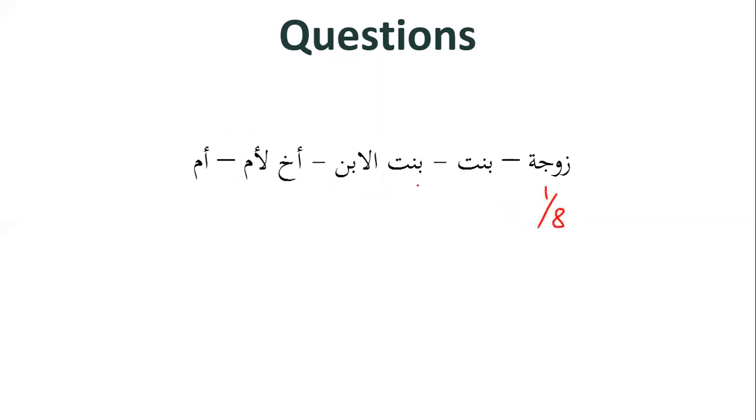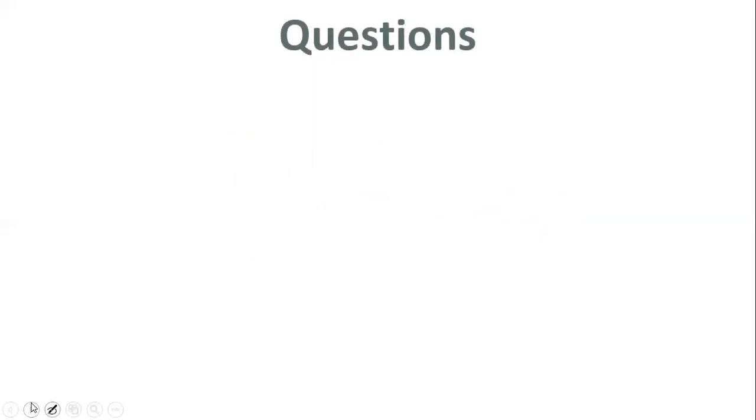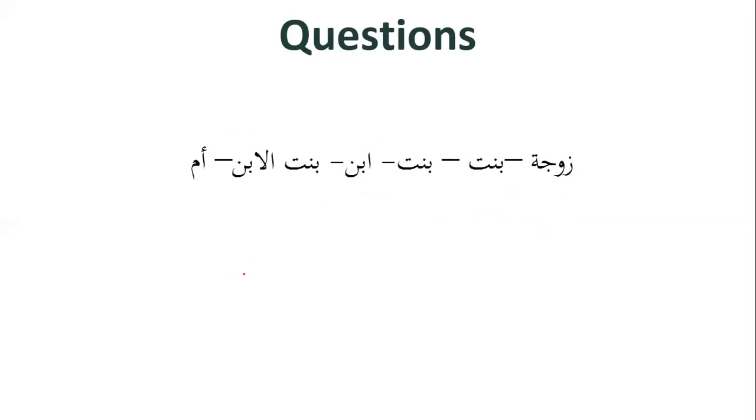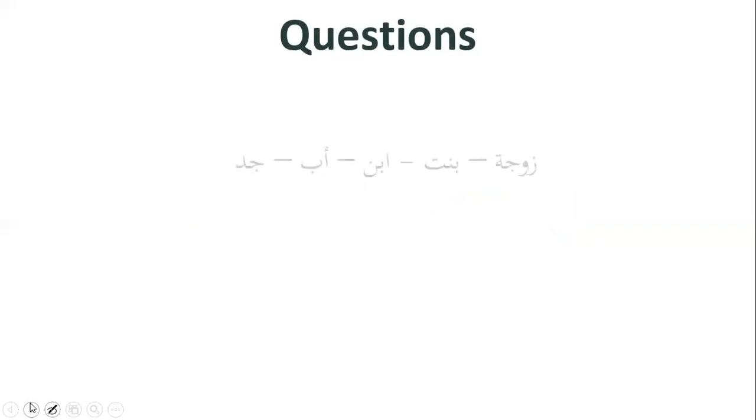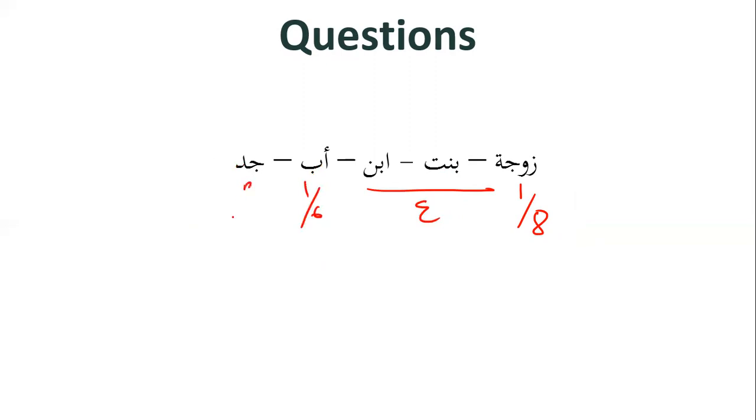Over here, zawja receives 1/8. Bint half. Bint al-Ibn we haven't done yet. Akh li ummin mahjub. In this situation, zawja receives 1/8. Bint Ibn will be asaba. Bint al-Ibn we haven't covered. In this situation, zawja 1/8. Bint Ibn together asaba. Ab 1/6. Jad mahjub.